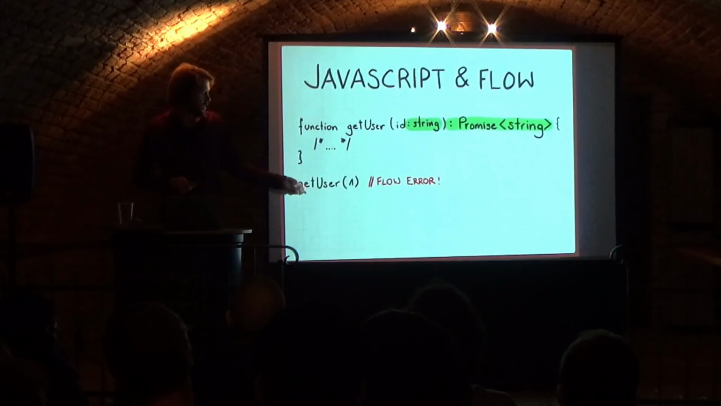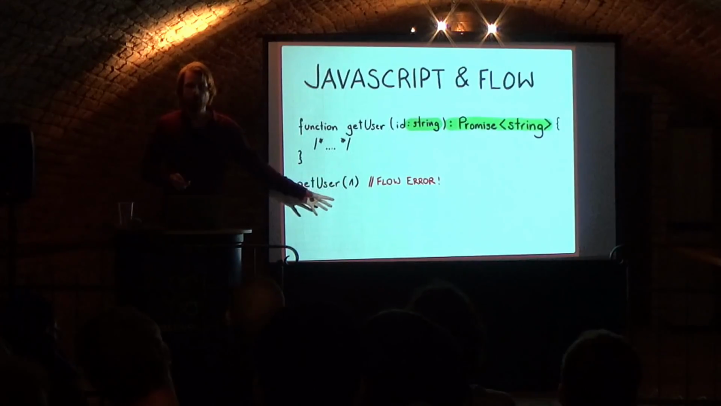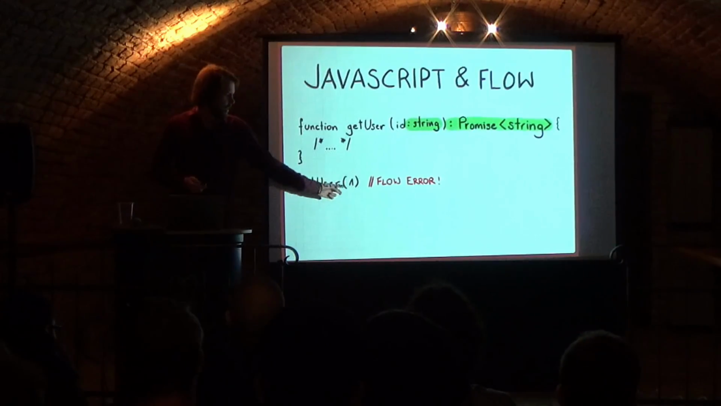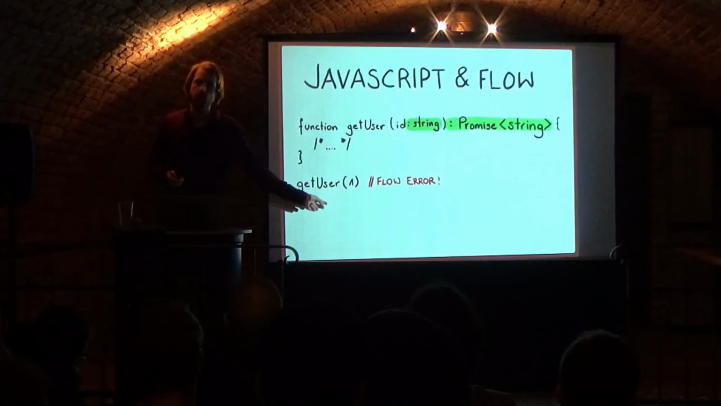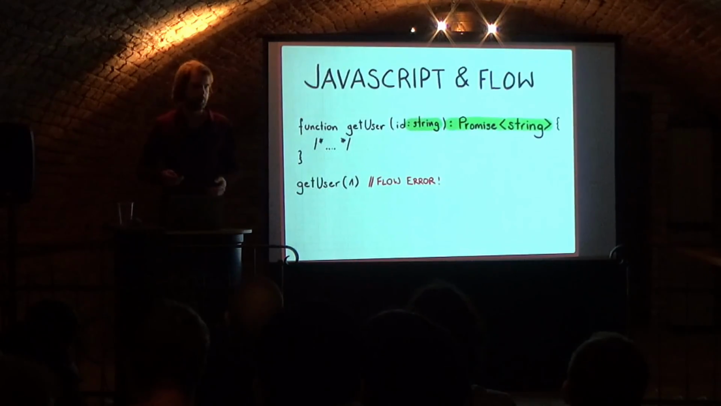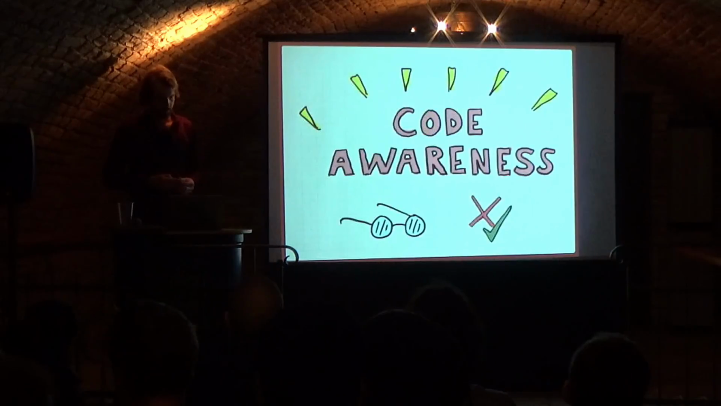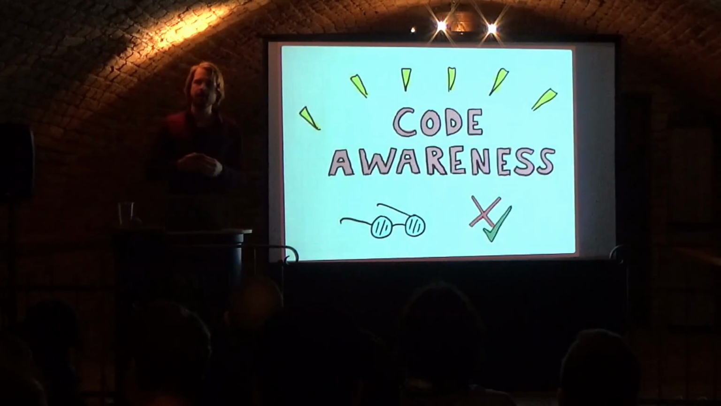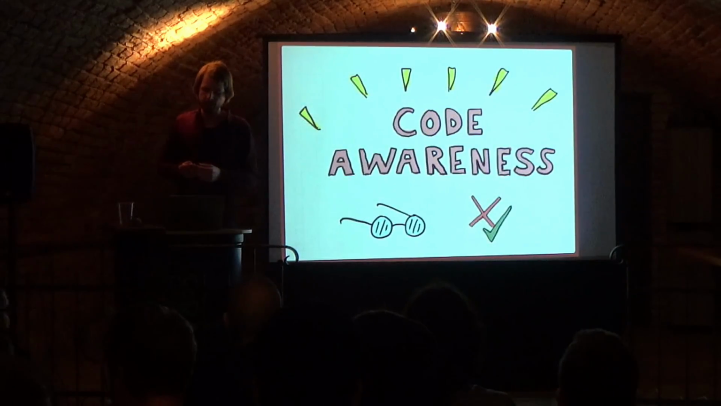If we try to use getUser with 1, our editor, if we configure it correctly, will tell us, hey, you're trying to use that wrongly. And that's super important because we don't have to run the code before we know, oh, I made a typo there, or I made a mistake there. So we get a lot of code awareness and maintainability out of it.